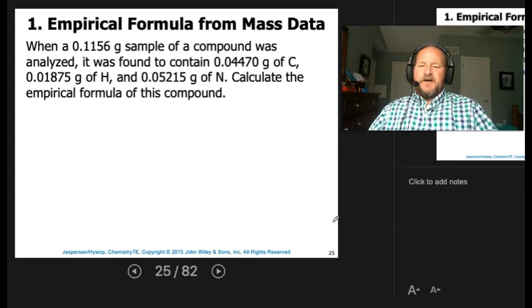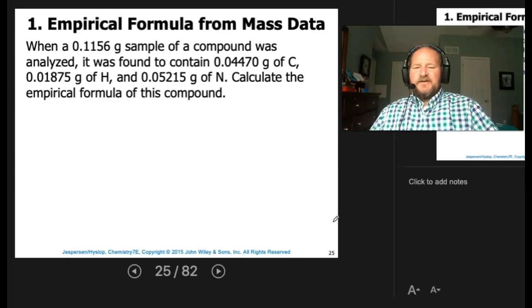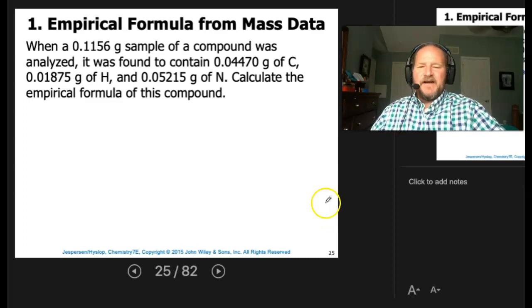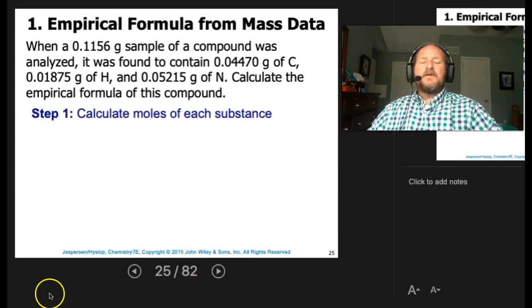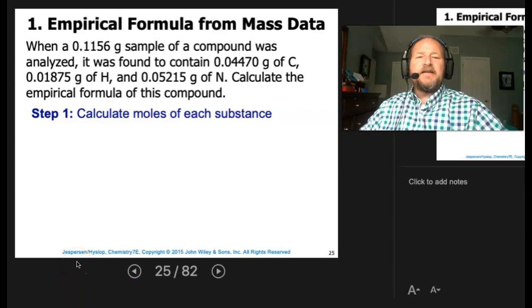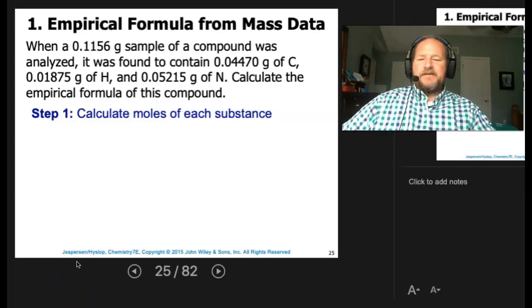So let's take a look at a problem. When a 0.1156 gram sample of a compound was analyzed, it was found to contain 0.04470 grams of carbon, that much hydrogen, and that much nitrogen. Calculate the empirical formula of the compound. So again, the first thing we'll do is calculate the moles of each substance. And actually, I just happened to glance down, and I think this is probably a good place to pause.